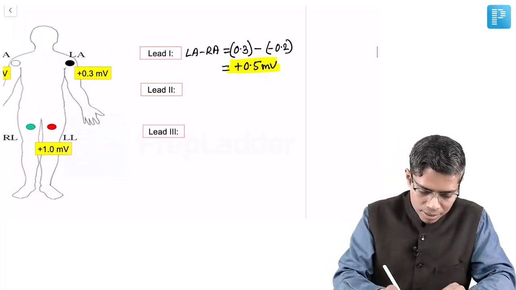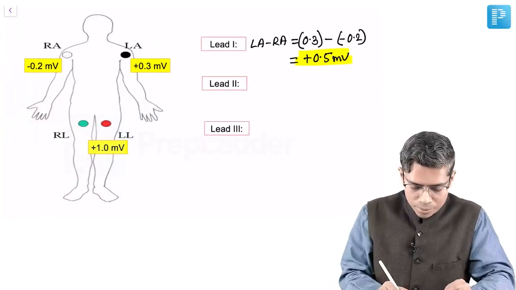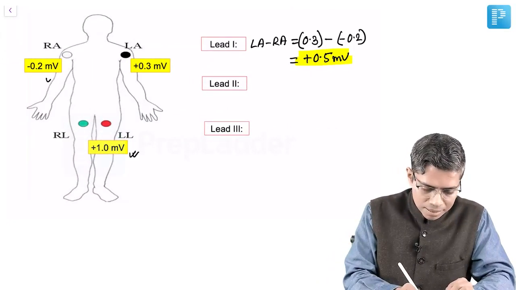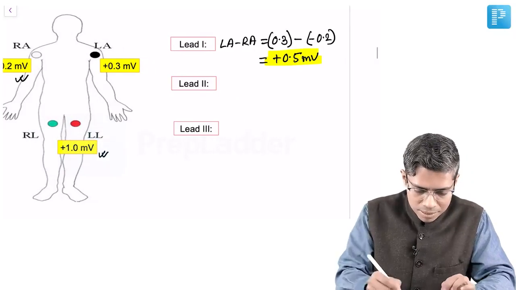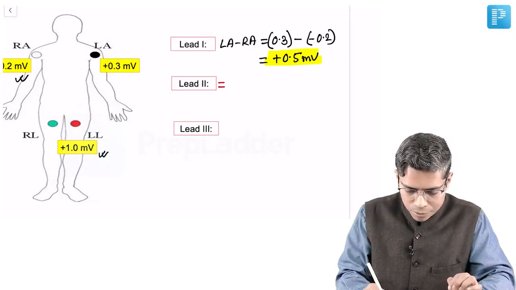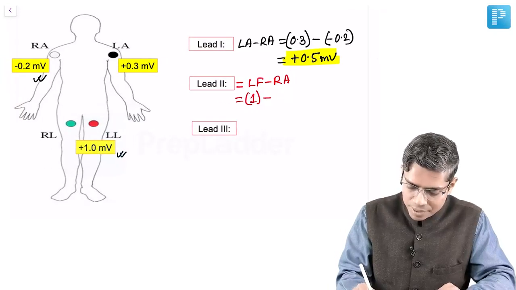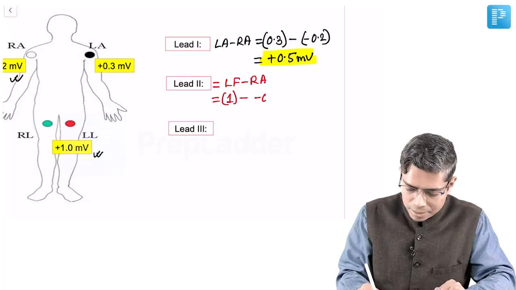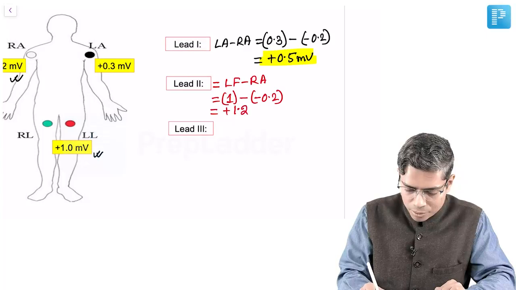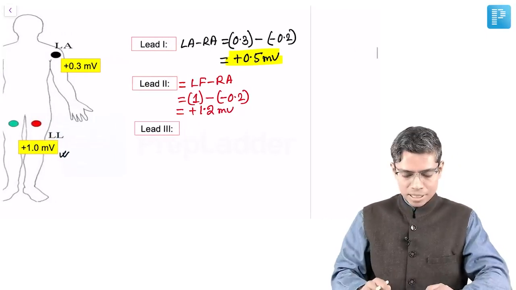Similarly, if I ask you to calculate the lead 2 from here, this is positive and this is negative. So lead 2 means I have to do left foot minus right arm. So this is 1 millivolt minus minus 0.2 millivolt. So it will be plus 1.2 millivolt.